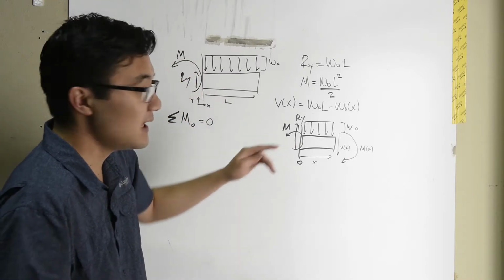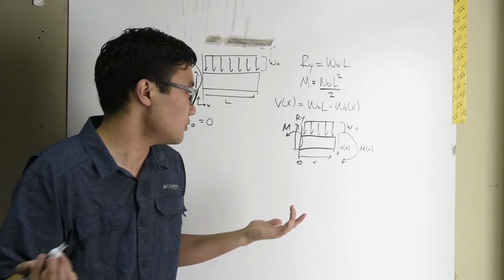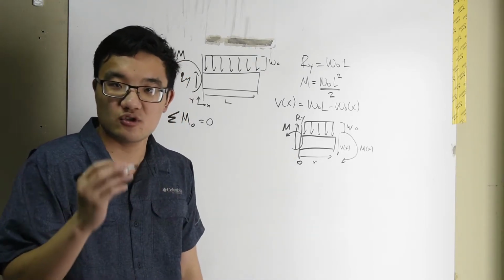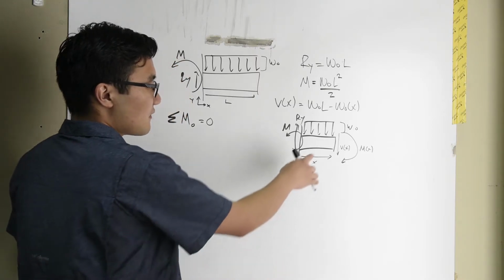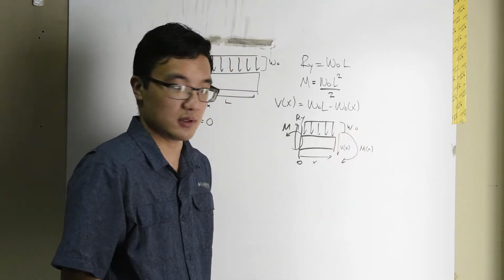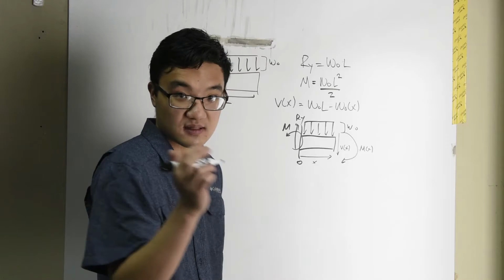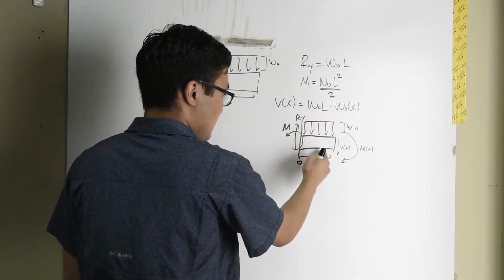So R_y has no perpendicular distance to point O, so it does not contribute to a moment. What does contribute to a moment, however, is our distributed body load. w naught contributes to a moment. w naught times x applied at the centroidal distance x over 2, right? x divided by 2 is right in half.